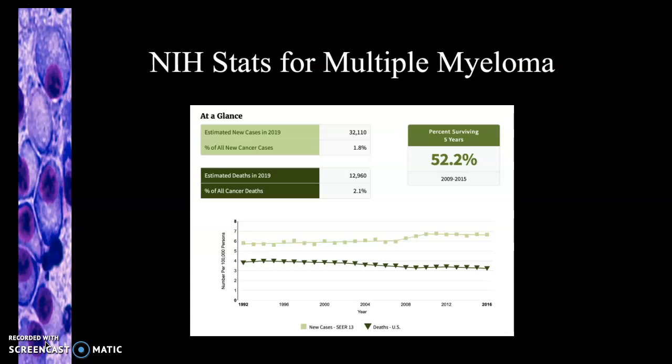And most patients today can live pretty normal qualities of life. Occasionally, there are flare-ups of the multiple myeloma which require medical intervention. 32,000 cases of multiple myeloma were diagnosed in the United States in 2019, which is a pretty large number.